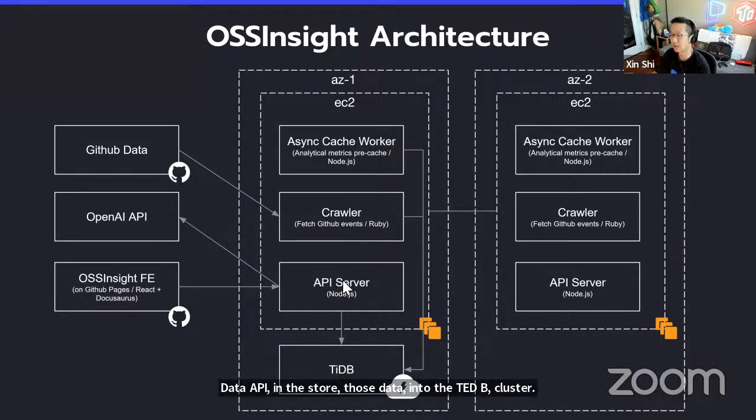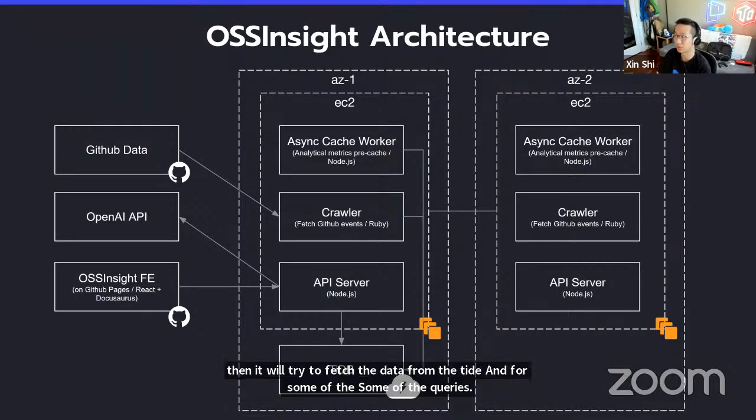And the next thing is the API server. We have the front end running everything on GitHub pages. We just leverage the most popular and already proven front-end technologies, super straightforward. If a user requests something, it will go through to the API server, and it will try to fetch the data from the TiDB. And for some of the queries, like the example I just shared, it might take a long time to finish. So we do have an async worker to cache some of the analytic metrics.